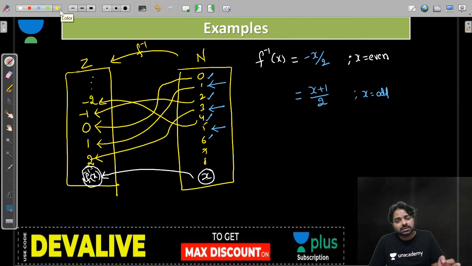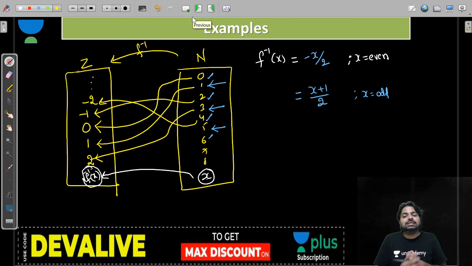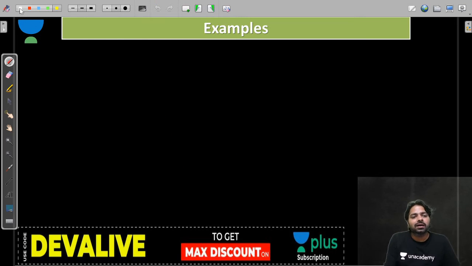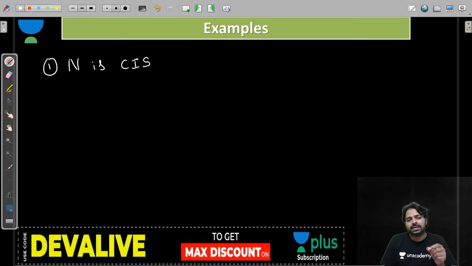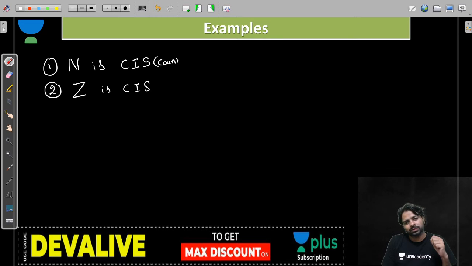That means f exists, f inverse exists, so f is bijective. Whenever I say f is bijective, then they must exist. Okay, this is why we say Z is also countable, and Z is countably infinite set. Is it clear, guys? N we know is countably infinite set. CIS means countably infinite set. And 2Z is also countably infinite set, and simply you can say countable.